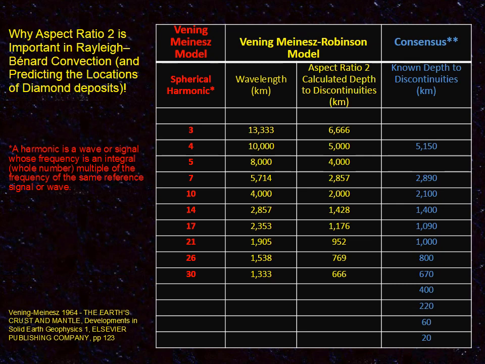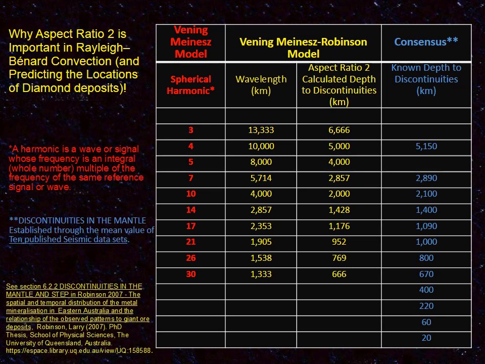And as Weenik Mines concluded from his work in gravity, that wavelength represented the lateral dimension of a Rayleigh-Bénard convection cell. And being aware of aspect ratio 2, we know that a 4,000 kilometer Rayleigh-Bénard convection cell, the diameter of the cell being 4,000 kilometers, the depth of the cell would be 2,000 kilometers. So thinking three-dimensionally, multiple contiguous 4,000 kilometer diameter convection cells would form a discontinuity at the bottom of those cells at 2,000 kilometers.